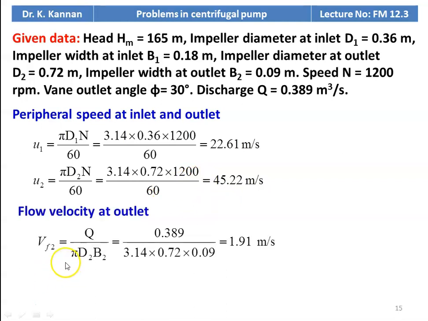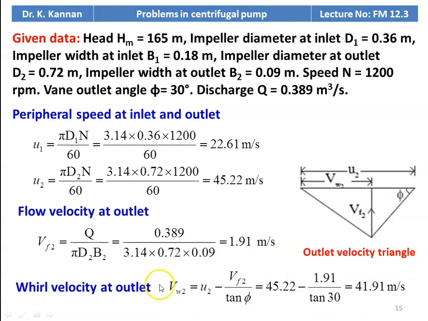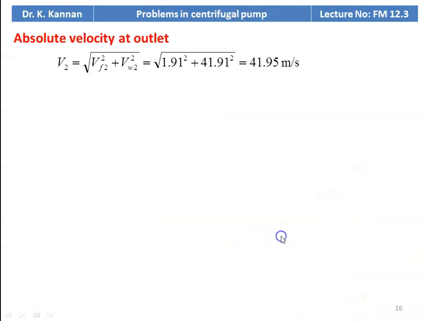The flow velocity at the inlet from the discharge, we calculate the flow velocity. Flow velocity at the outlet, VF2 equal to Q divided by pi D2 into B2, so 0.389 divided by 3.14 into 0.72 into 0.09 equal to 1.91 meters per second. Referring to the outlet velocity triangle, we calculate the whirl velocity VW2 equal to U2 minus VF2 by tan phi, which is 45.22 minus 1.91 divided by tan 30 equal to 41.91 meters per second.